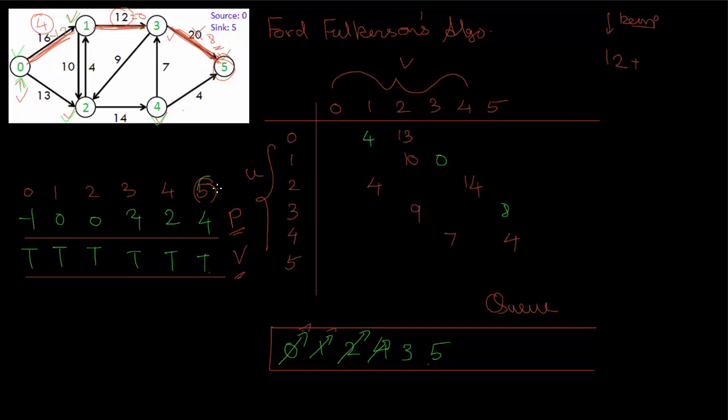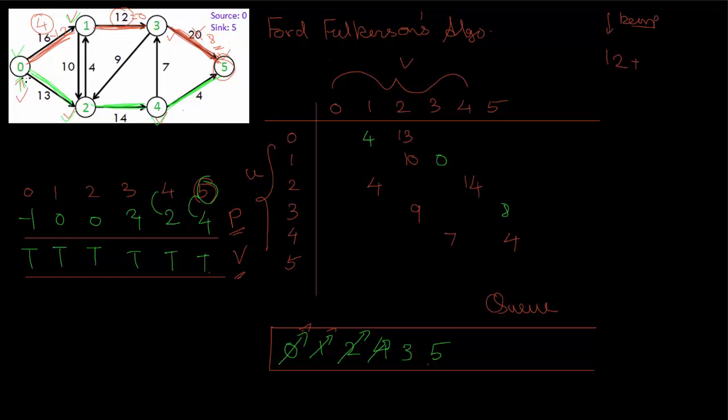So you start from 5 again. What is 5 going to? 5 is going to 4. Then 4 is going to 2, and then 2 is going to 0. So this is the new path which you just found.